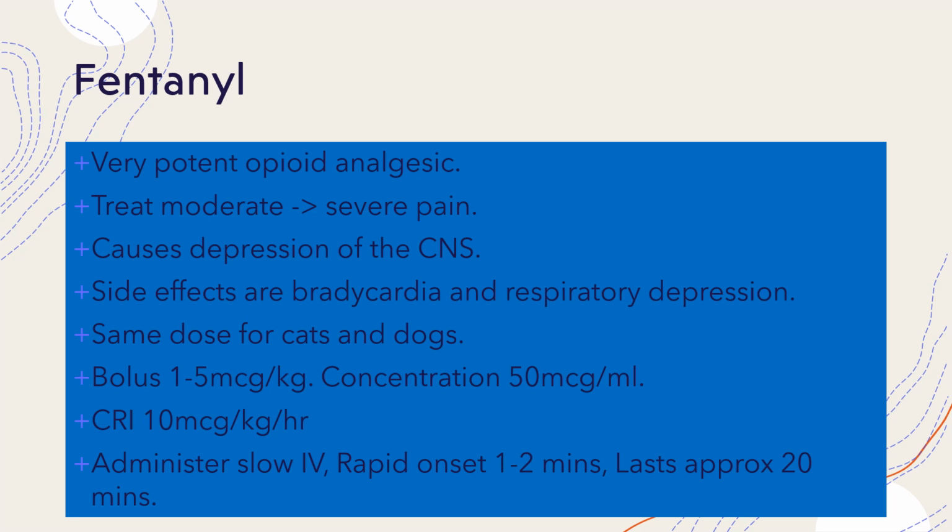For fentanyl, it's the same dose for cats and dogs. As a bolus, you can start from 2 to 5 micrograms per kilo, but be aware that within 20 minutes, you can't give more than 5 micrograms. The concentration is 50 micrograms per mil, and for a CRI, we would start at 10 micrograms per kilo per hour. As I just said, administer it very slowly. It has a rapid onset of about 1 to 2 minutes, and it lasts approximately 20 minutes.